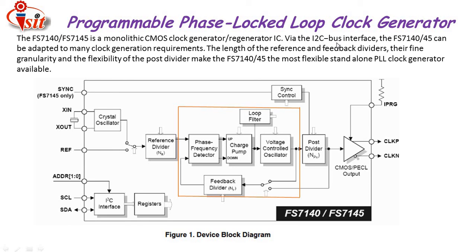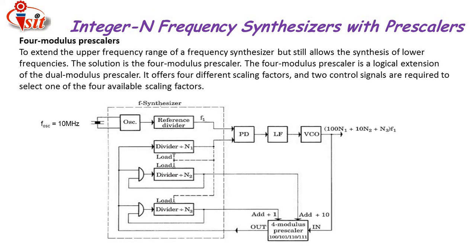The FS7140 to 45U can be adapted to many clock generation requirements. The length of the reference and the feedback dividers, and the fine granularity and flexibility of the post divider, make the FS7140/45U the most flexible stand-alone PLL clock generator available. Then the integer n frequency synthesizer with prescalers: a 4 modulus prescaler is available over here.